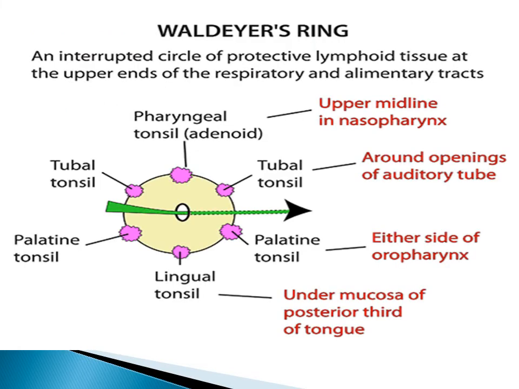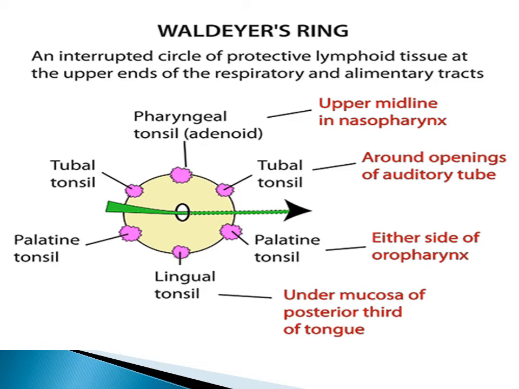Paratracheal. So this picture shows Waldeyer's ring, which is defined as an interrupted circle of protective lymphoid tissue at the upper end of the respiratory and alimentary tract. It is an interrupted circle. This means it is not continuous, but we have masses of lymphoid tissue which form a circle if you connect all the tissue together. It is found in the submucosa deep to the inner circle.